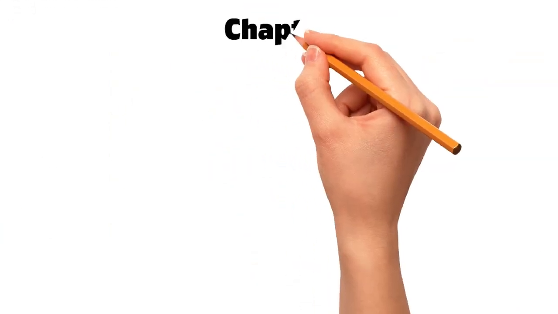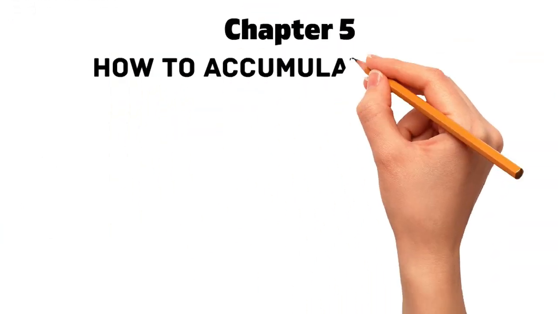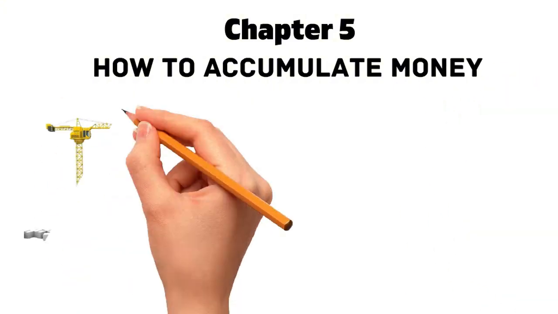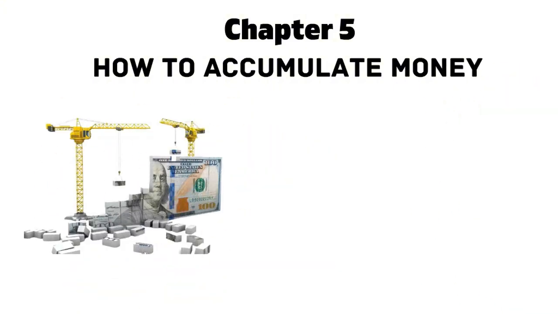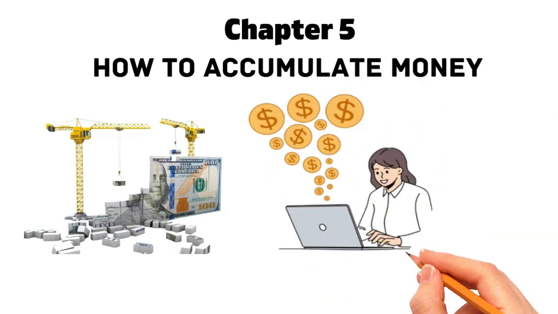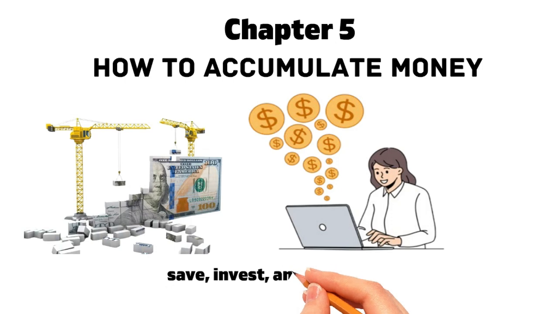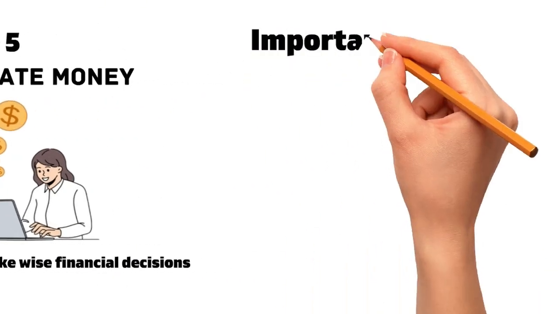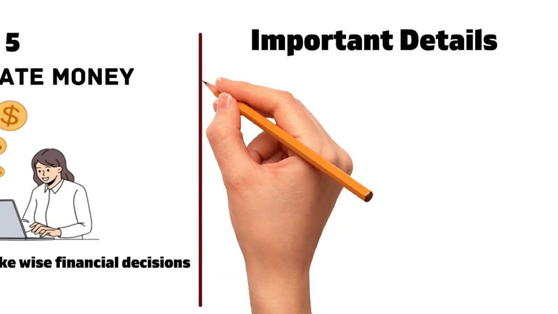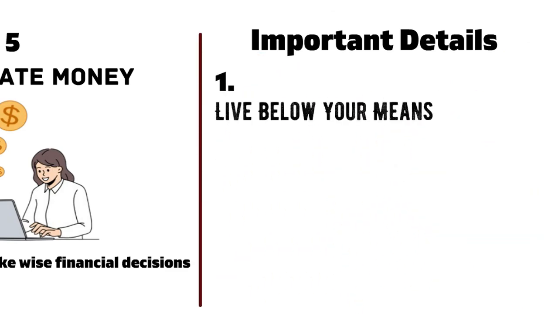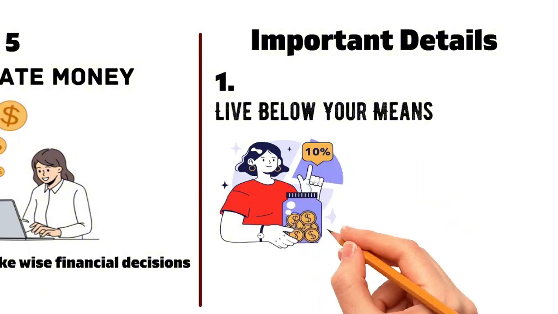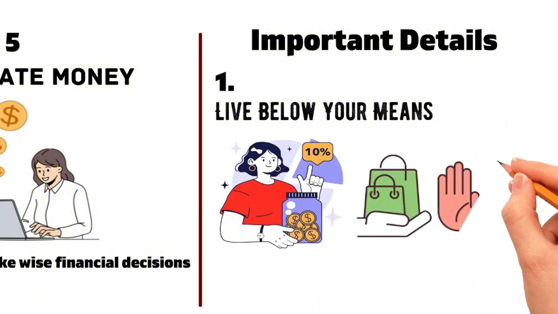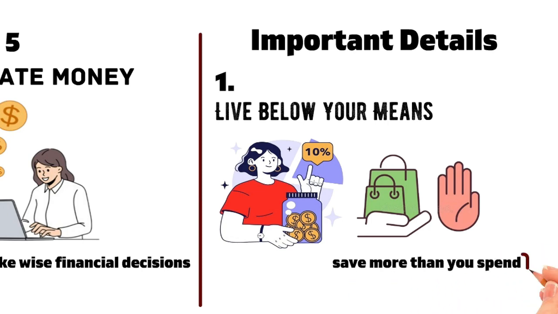The title of Chapter 5 is How to Accumulate Money. It focuses on practical methods for gradually building money. To increase your financial assets, you must do more than simply work harder. You must also save, invest, and make wise financial decisions. What specifics is this chapter going to provide? First, live below your means. Set aside money for unneeded expenses and manage your money to keep spending under control. The first step to building money is to save more than you spend.